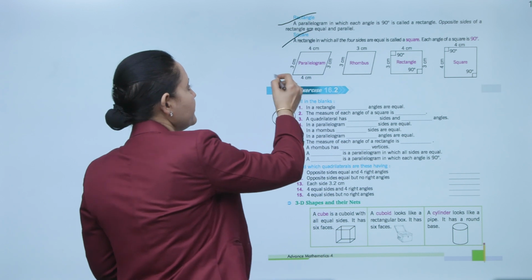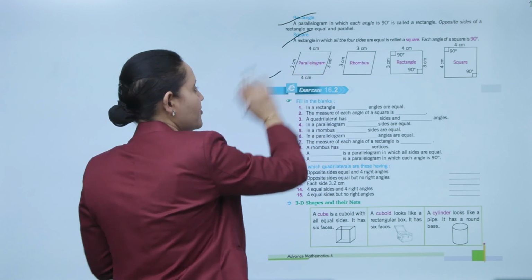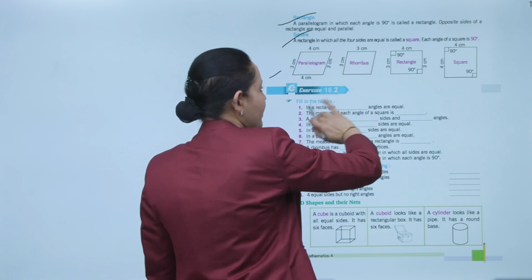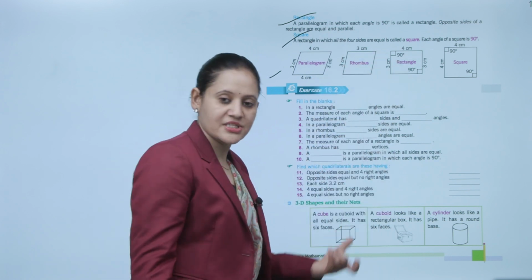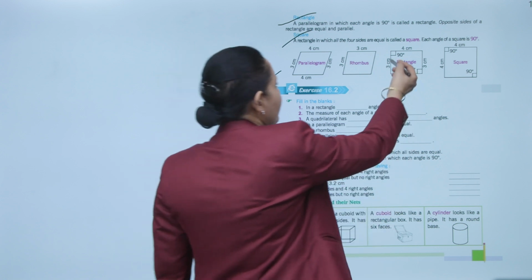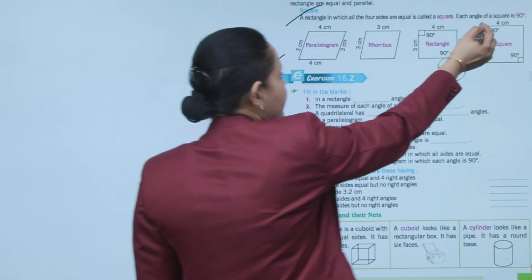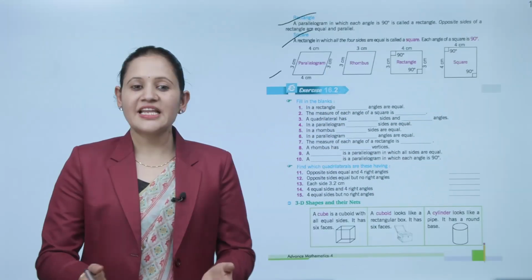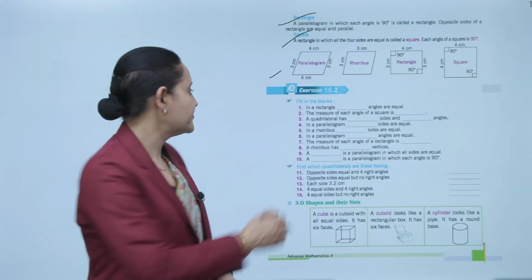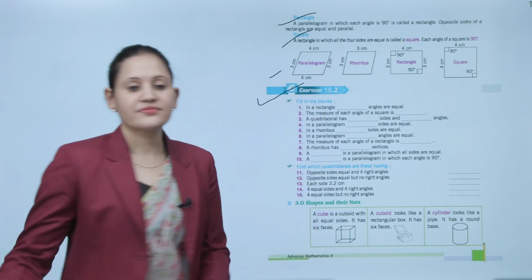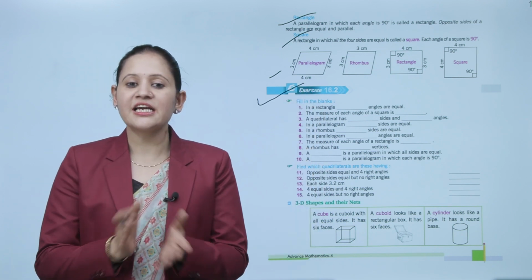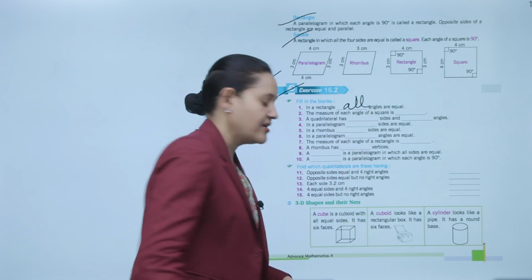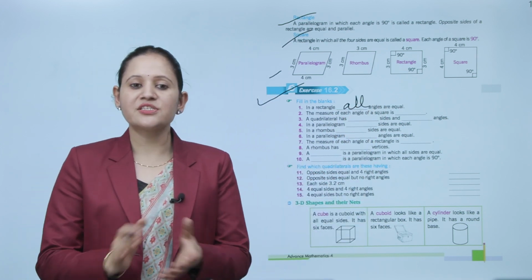This is a parallelogram. Opposite sides are equal and parallel. Rhombus, all sides are equal, opposite angles are equal. This is rectangle, opposite sides are equal, angles are of 90 degrees. And this is square, all sides equal, all angles are of 90 degrees. Clear? Next is exercise 16.2. Fill in the blanks. In a rectangle, all angles are equal, that is of 90 degrees. Clear? So you have to practice all the questions of this exercise.